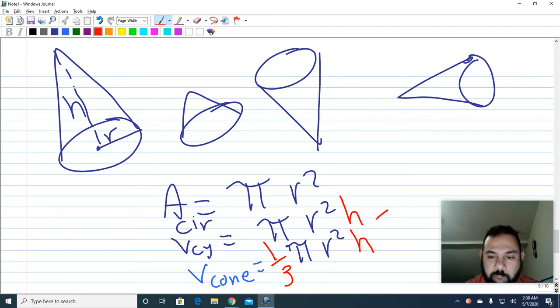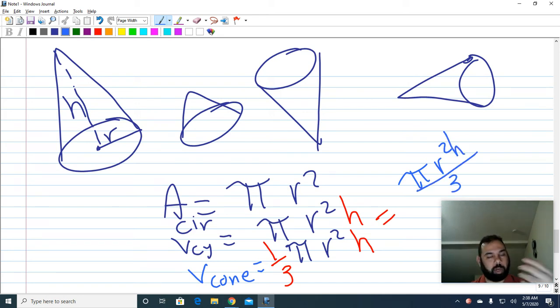Some people like to write it like that. They may say, okay, it's pi r squared h over 3. The same thing, of course, because when you multiply by a third, it's like dividing by 3. When you multiply by a half, it's like dividing by 2. If you multiply by 1/4, it's like dividing by 4.